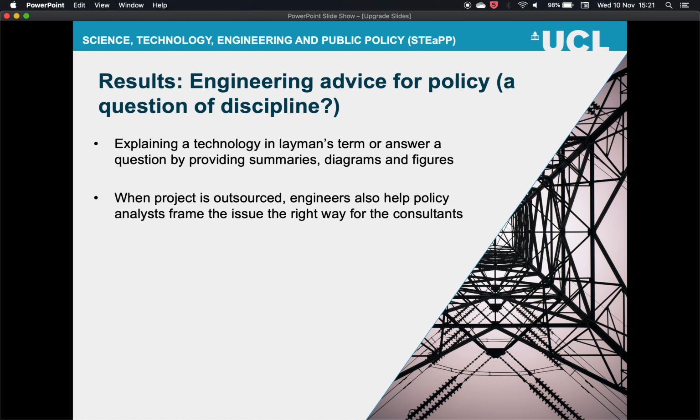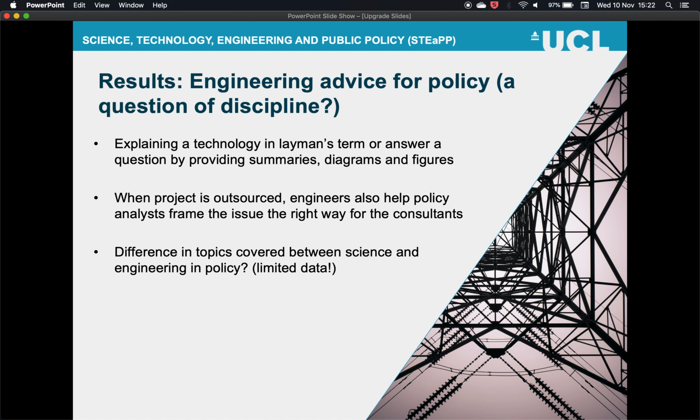With that said, in very practical terms, in the team that I looked at, on a day-to-day basis, policymakers come to engineers with ad hoc email requests and questions on how a specific technology works. Most of the advice consists of explaining a technology in layman's terms, or answering a question by providing summaries, diagrams, figures. And sometimes the engineers first need to have a conversation with the policy team to understand what information or advice the policy analysts need. And when a project is outsourced, the engineers also help the policy analysts frame the issue the right way for the consultants and sometimes translate the technical outputs into a specific message for the policy analysts.